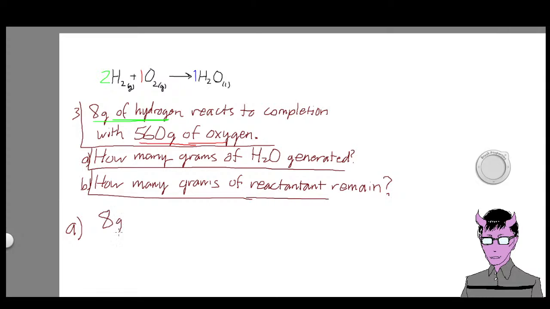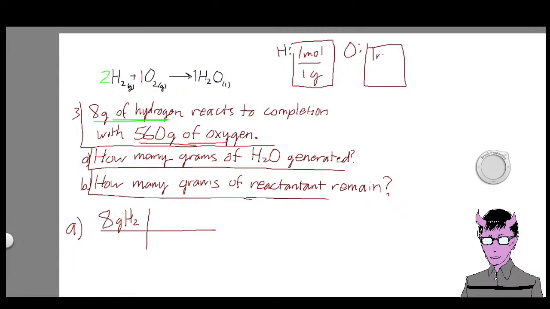So 8 grams hydrogen diatomic. Periodic table information, here it is again. For every 1 mole of hydrogen, 1 gram approximate, for 1 mole of singular oxygen, 16 grams approximate. So when you're trying to figure out diatomic right here, times 2. So 2 grams for 1 mole of hydrogen.